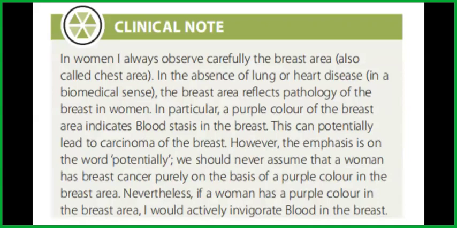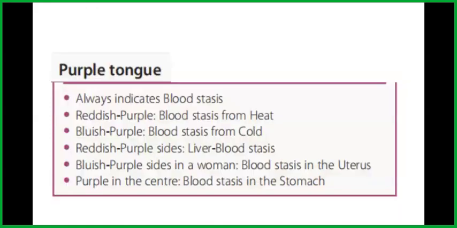In the absence of lung or heart disease, in a biomedical sense, the breast area reflects pathology of the breast in women. In particular, a purple color of the breast area indicates blood stasis in the breast. This can potentially lead to carcinoma of the breast. However, the emphasis is on the word potentially. We should never assume that a woman has breast cancer purely on the basis of a purple color in the breast area. Nevertheless, if a woman has a purple color in the breast area, we should actively invigorate blood in the breast.